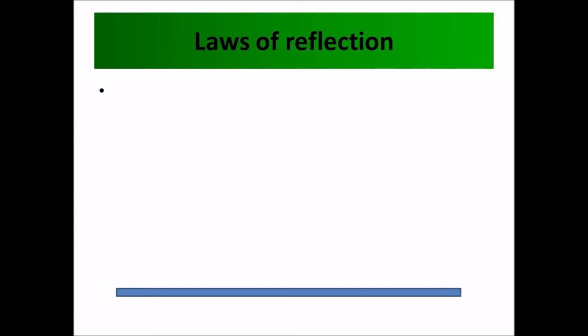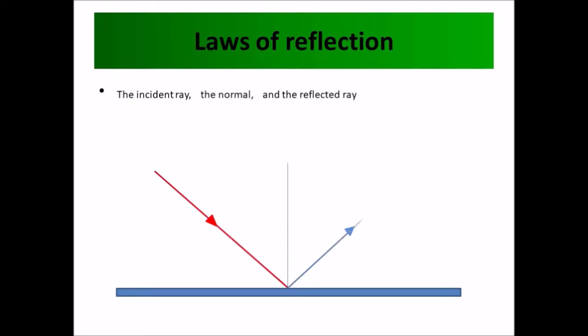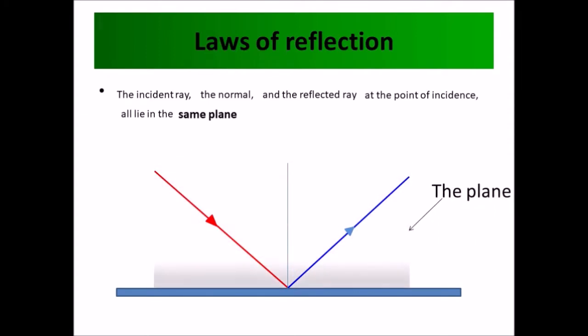Let us now look at the second law of reflection, which states that the incident ray, the normal, and the reflected ray at the point of incidence all lie in the same plane.